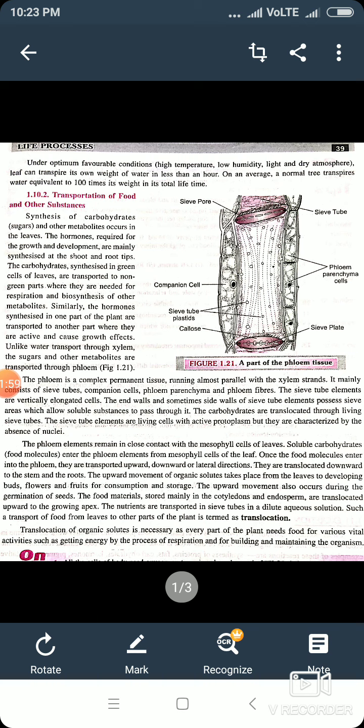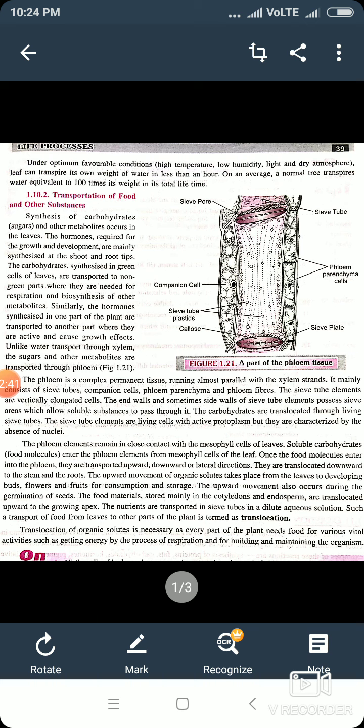As in the previous video you have seen that water is transported through xylem, so the sugars and other metabolites are transported through phloem. You have already known that phloem is a complex permanent tissue running almost parallel with the xylem strands. It mainly consists of 4 elements or 4 cells, that is sieve tubes, companion cells, phloem parenchyma and phloem fibers.